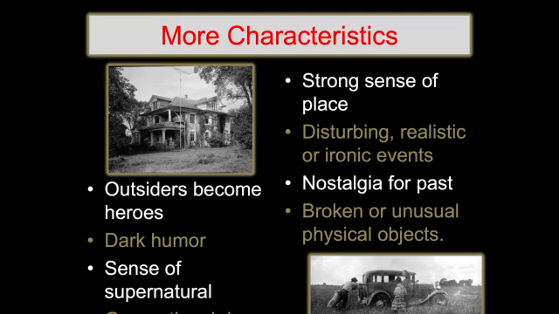Other characteristics of Southern Gothic literature include this strong sense of place, a disturbing, realistic, or even ironic event, some sense of nostalgia for the past, perhaps some broken or some unusual physical object that takes symbolism, how an outsider might become a hero. There might even be senses of the new supernatural and a generational decay, and there, of course, might even be a bit of dark humor.